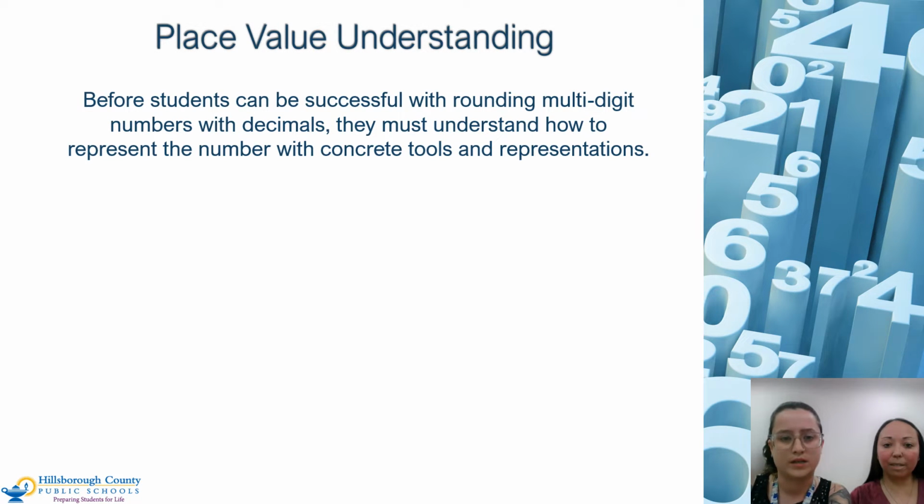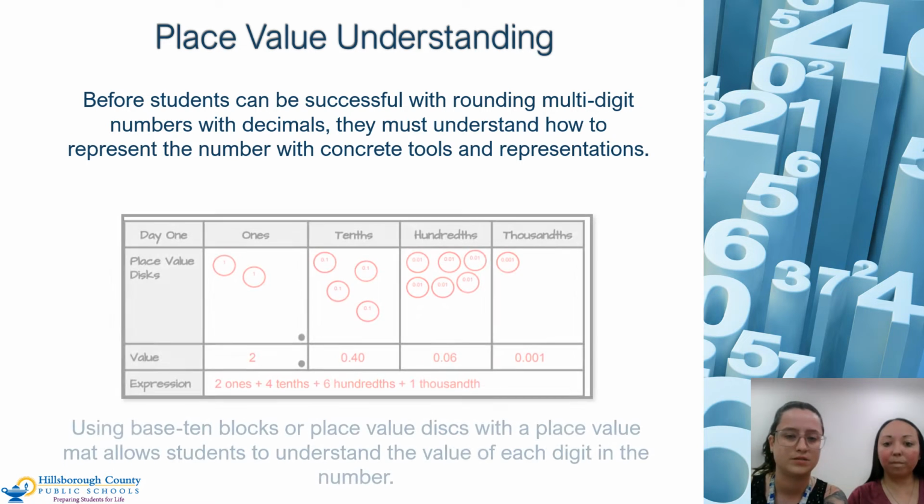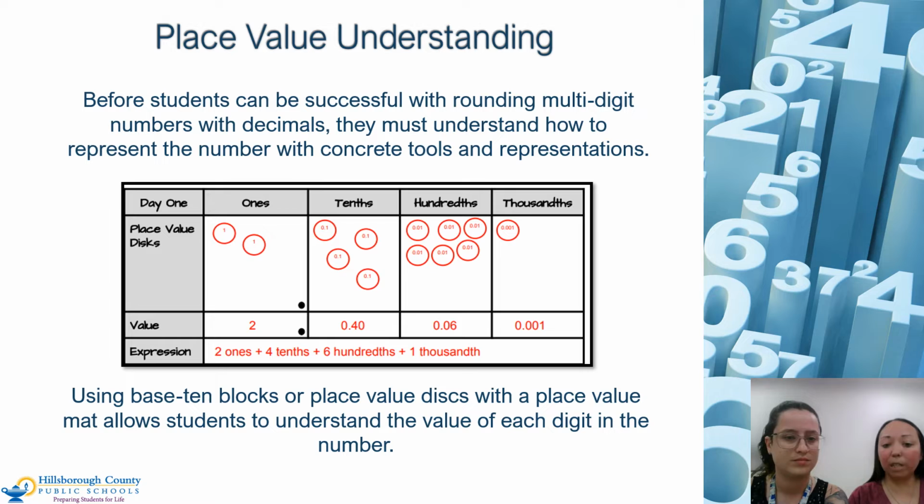So the first step with understanding place value is that students have to be able to represent the number, including the decimal, and they need to be able to do that with concrete tools and representations. Here you can see a place value mat. Students can take either their base 10 blocks or their place value discs and represent that on the place value mat. You can see the models being drawn onto the mat and then the numbers being represented under it as well. Using that place value mat in conjunction with the concrete tools really helps them develop the deep understanding that they need in order to be able to round numbers.